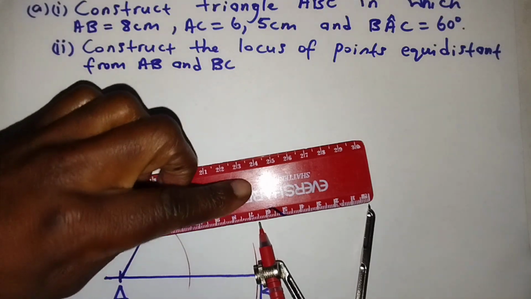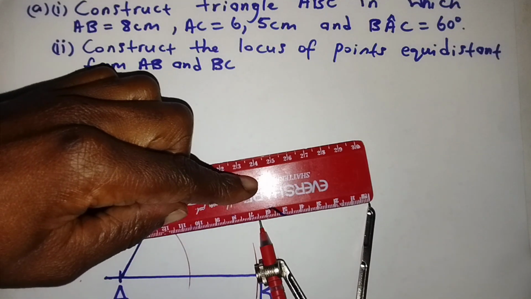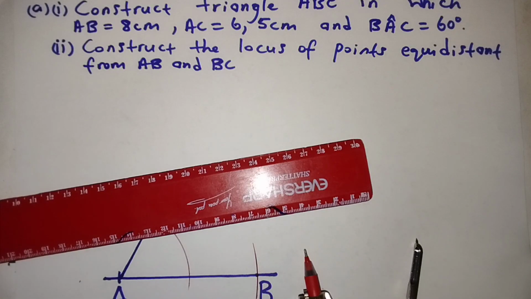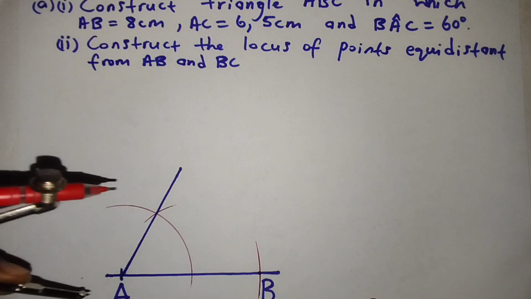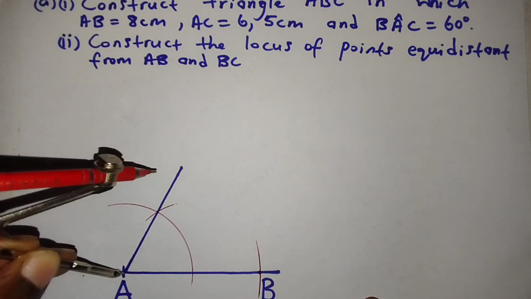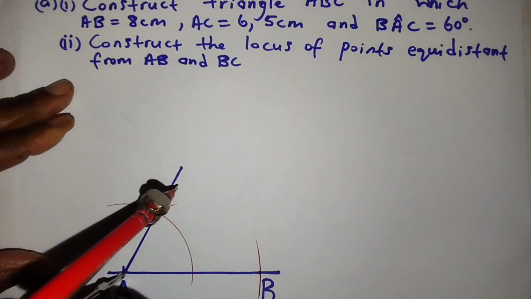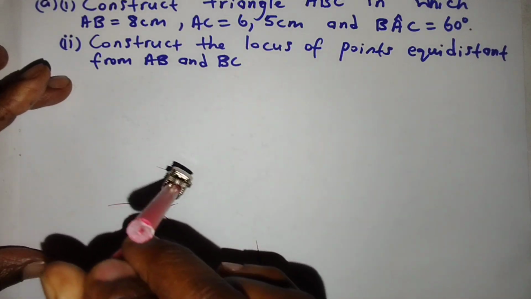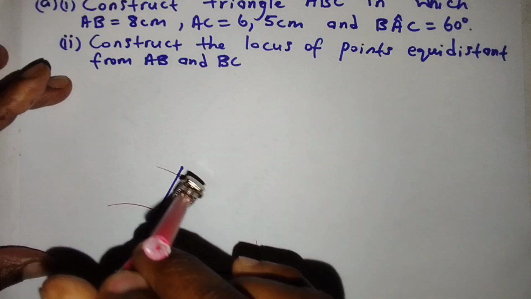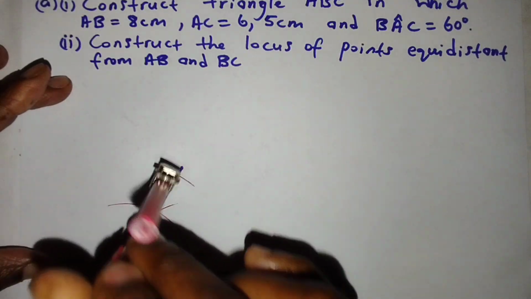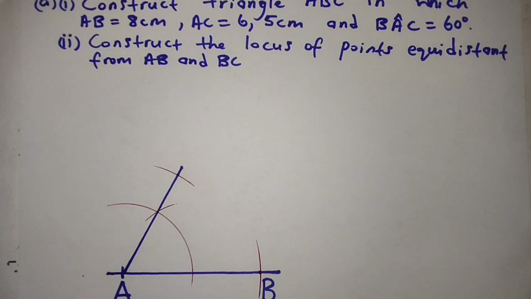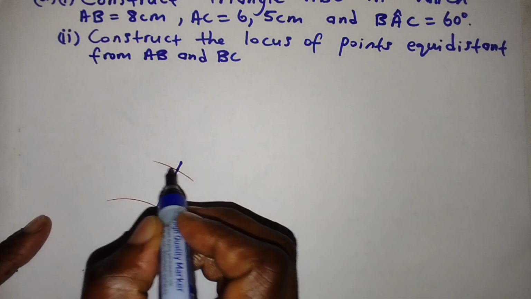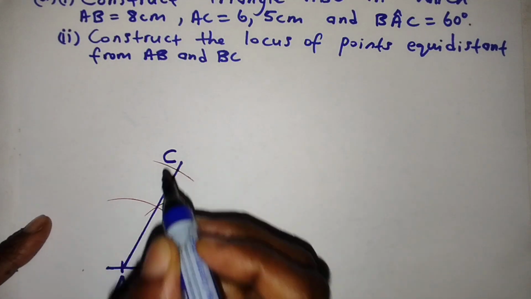So I'm going to measure 6.5 centimeters using the compass and the ruler. Okay, so now you can see that's 6.5 centimeters. Now with A as my center, I'm going to draw an arc which cuts this line here so that I can locate the position of the point C. Okay, so C is here. So let me just write C here.